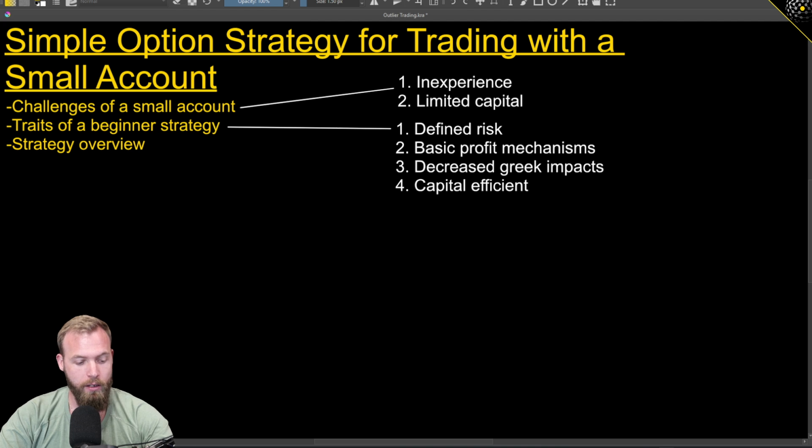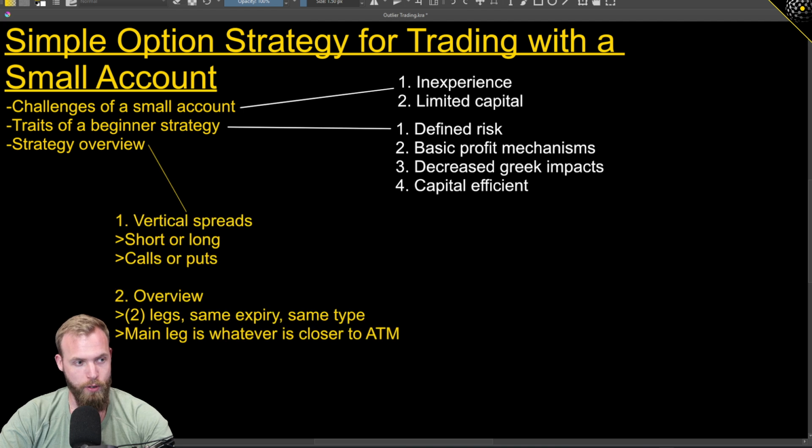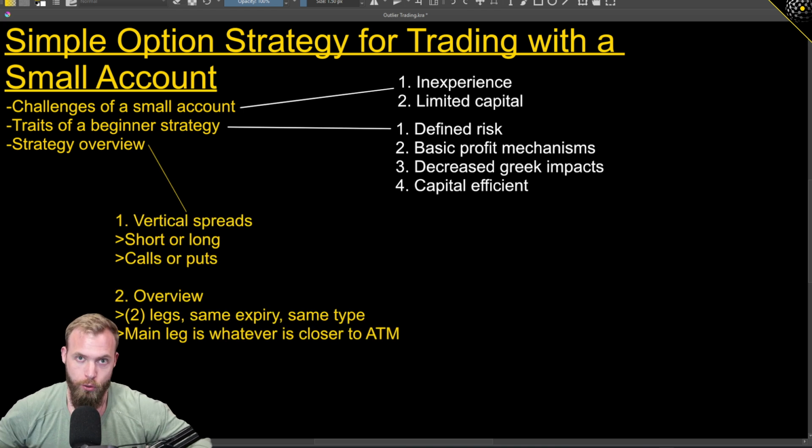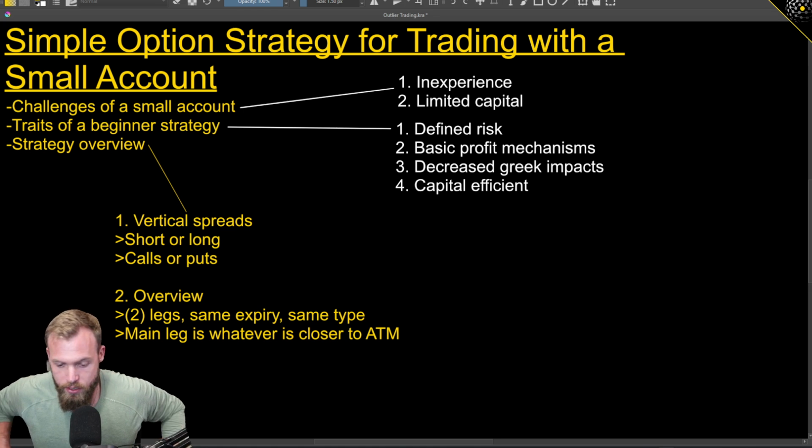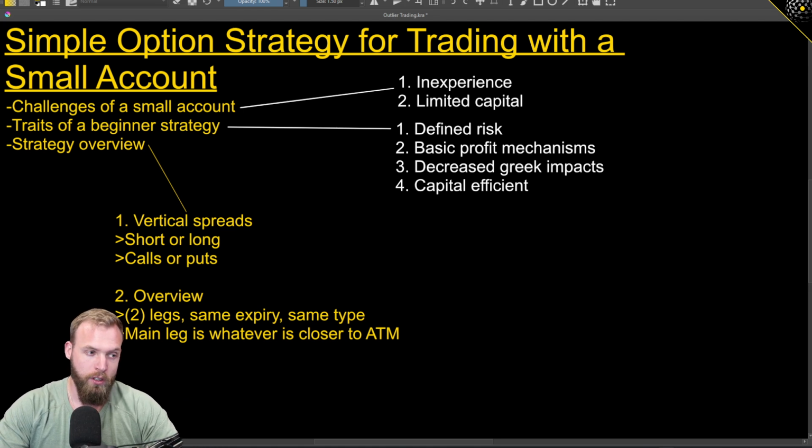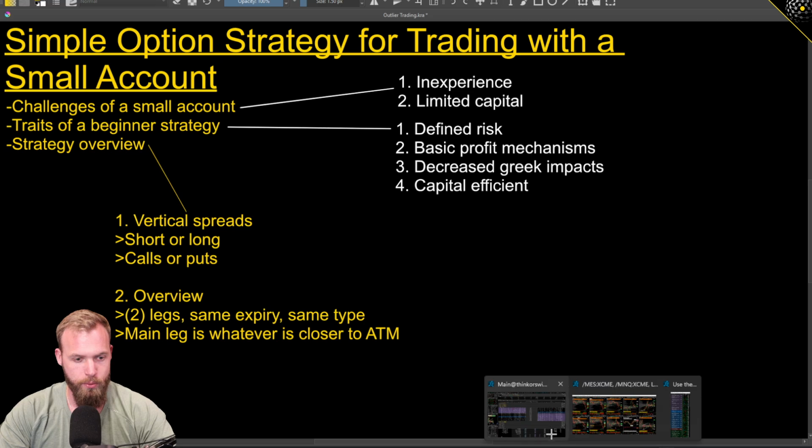So with that careful shift in our mindset, let's talk about the overview for the strategy. We're going to be looking at vertical spreads. Now, there are two different kinds and two different ways you can play them. We can either trade vertical spreads on the call side or the put side, and they can be short or long. It's going to consist of two legs in the same expiration of the same type, one long, one short. The main leg is whatever is closer to at the money or more expensive is the way to think of it. So let's take a look at a couple examples.